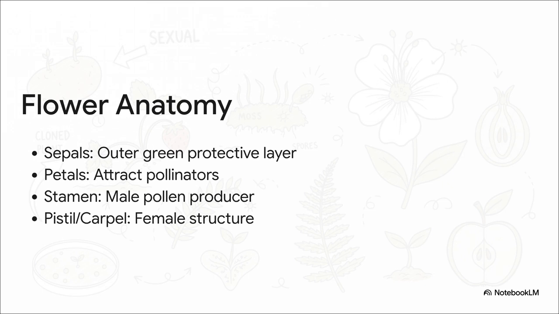The outer green sepals protect the bud, while those colorful petals act as giant advertising billboards to attract pollinators. But the real magic happens inside, in the essential whorls. The stamen is the male factory, consisting of a stalk called the filament, holding up the pollen-producing anther. And right dead center is the pistil, or carpel. That's the female factory, safely housing the ovules way down at its base in the ovary.